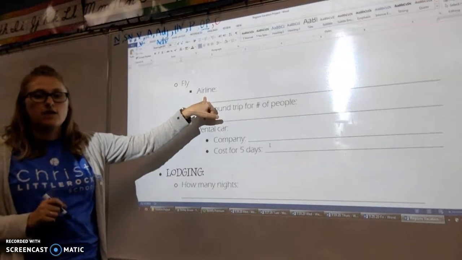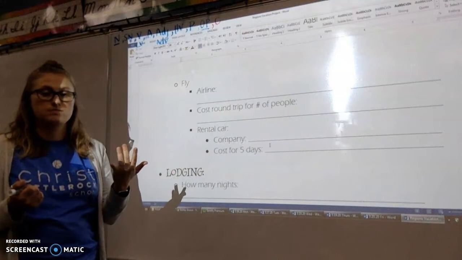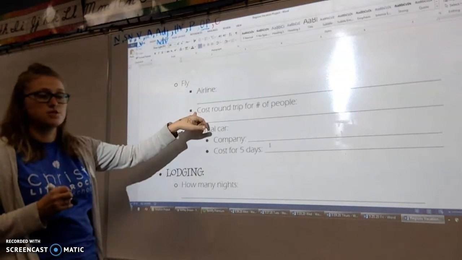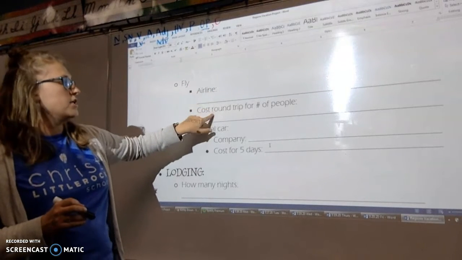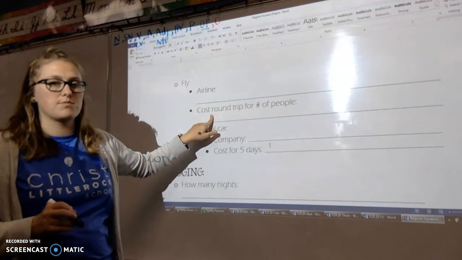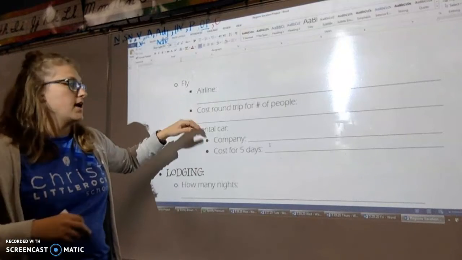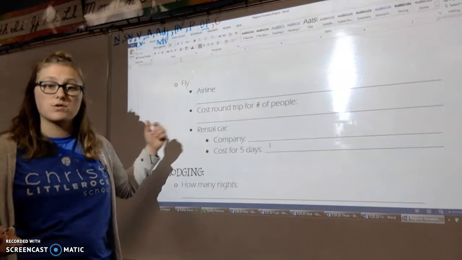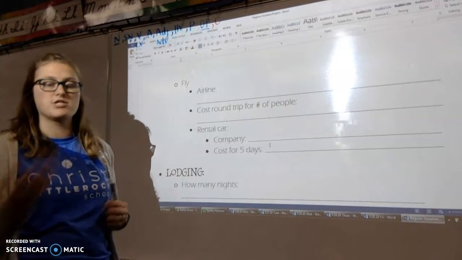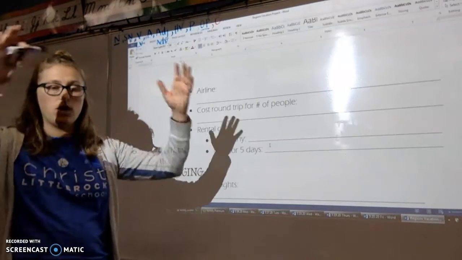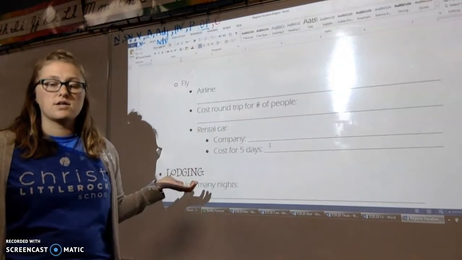So the airline that you chose, I always use American Airlines when we're doing this, just because they're the most user-friendly. So you'll write down what airline you're going to choose. You'll have to do the cost round trip for the number of people. So when you put in the day that we're leaving, which we wrote down on our trip information, and you come back the day that we come back, which we also wrote down, you will add how many adults are going to fly, how many children will go with, and it's going to give you one total number, and you'll write that here.